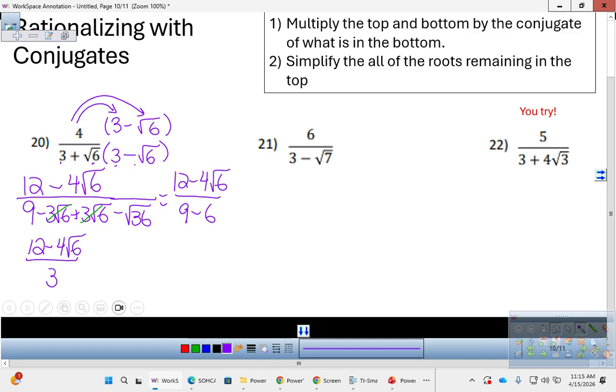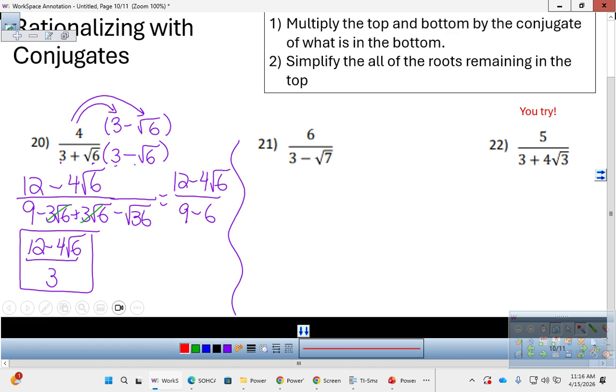Now, if all of these numbers, 12, 4, and 3, were divisible by the same number, I could reduce this, right? If they were all even, I could divide them all by 2. If they were all divisible by 3, I could divide them all by 3, but they're not. I can divide 12 by 3, but I can't divide 4 by 3. I can divide 12 by 4, but I can't divide 3 by 4. So because those three terms don't have common factors, this is done. I have rationalized the denominator because there's no root in the bottom.